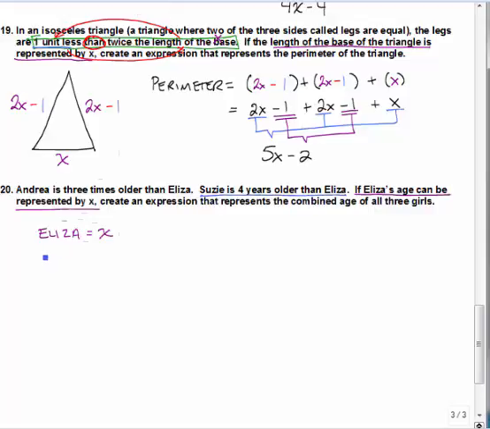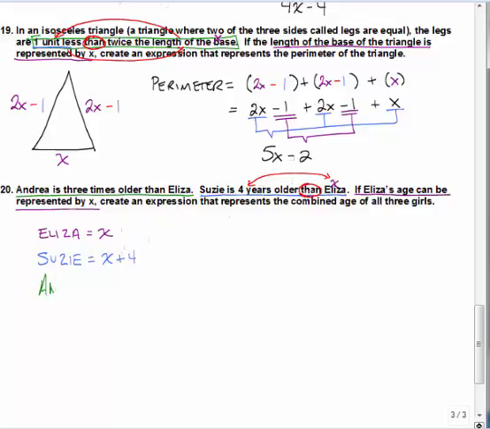Right, the next one, Susie is 4 years older than that. So if you wanted to kind of think about this, we said Eliza is x, and technically there's that word then. So if I want to write this just the way it states, that means I got to flip these two around. So I'm going to have to put the x first, plus 4, because older is just like saying more than, or older than. Alright, and then the last statement, Andrea is 3 times older than Eliza.